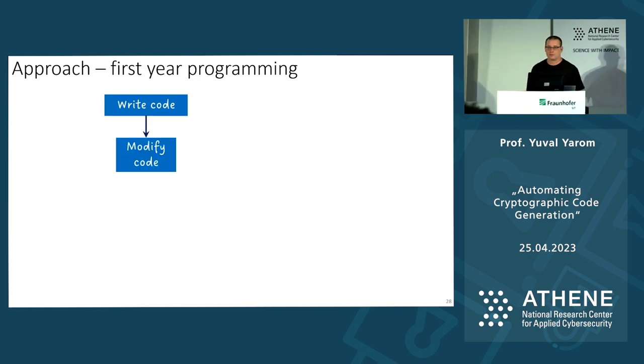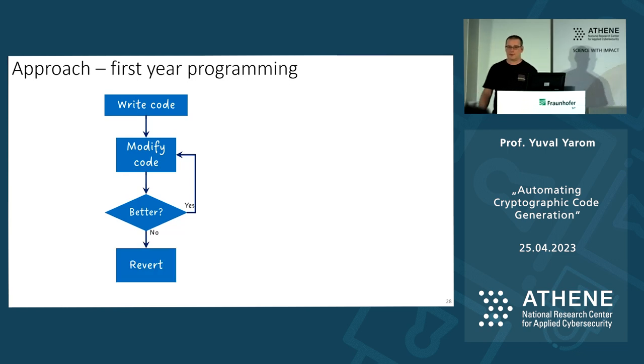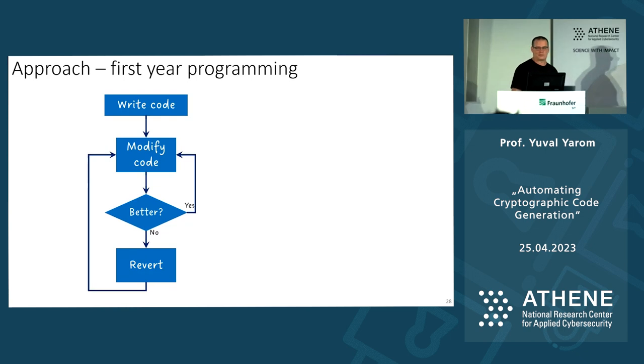So they modify the code. And now they test whether their new code is better than the old code. And if it is better, then they modify again and try again until they get it right. If it is not better, they revert to the original code and continue the process. And this process continues until 5 minutes before the deadline, then they submit it and complain about the grade. Now, fortunately, most students in most universities manage to get beyond this stage after first year. But that's how they start to do it.